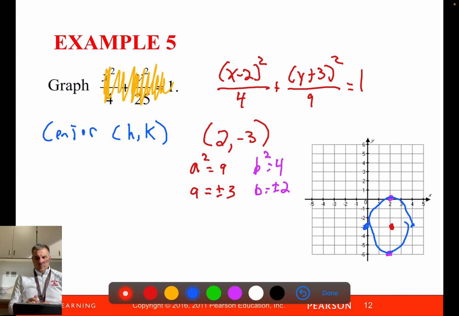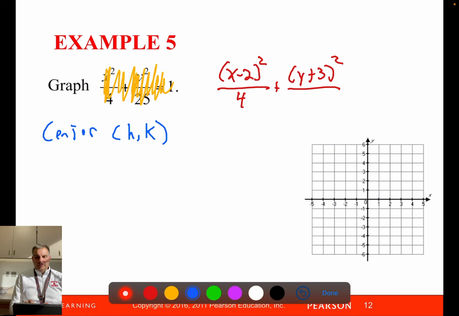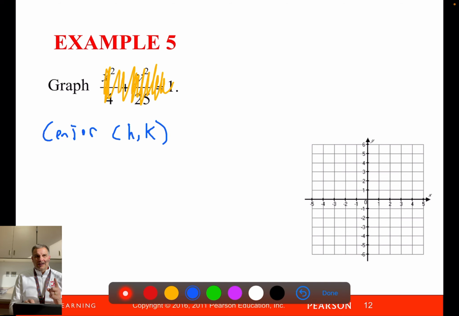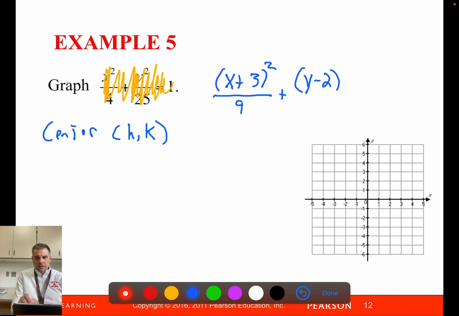One more. When you do this one, I want you to go ahead and pause it, or I'll just sit and stare at you. Go ahead and do it, and I'll sit and stare at you for a little bit. Find the center and graph it. Let's go with x plus 3 squared over 9 plus y minus 2 squared equals 1.